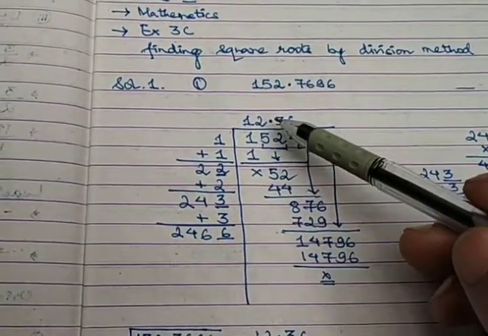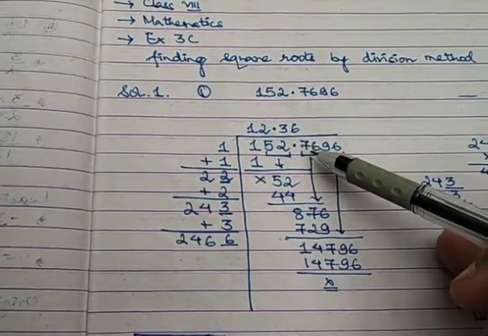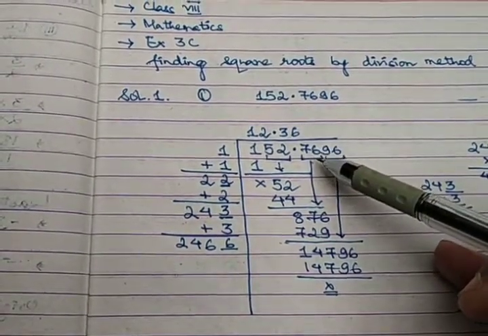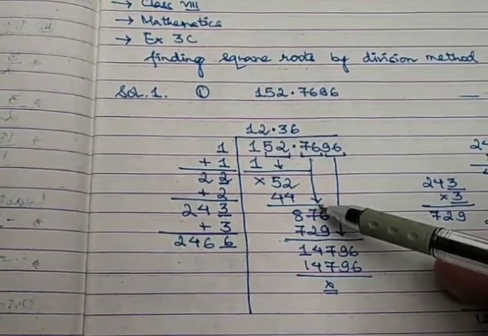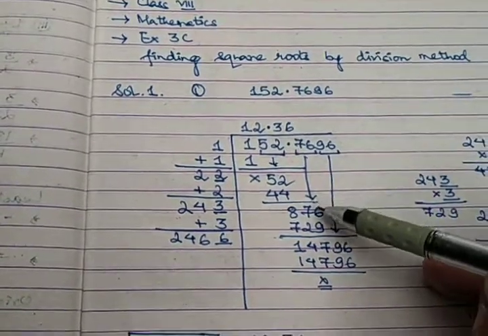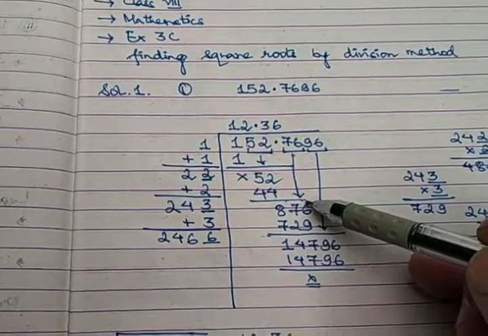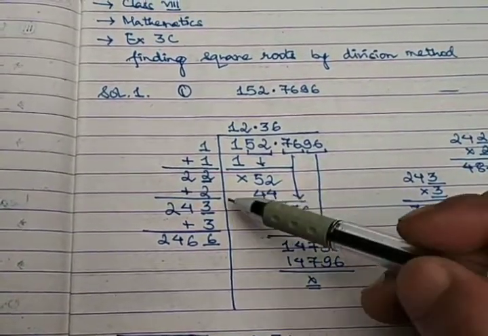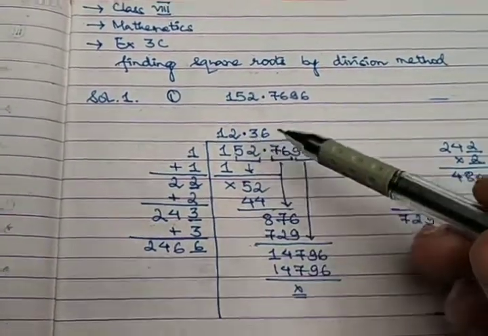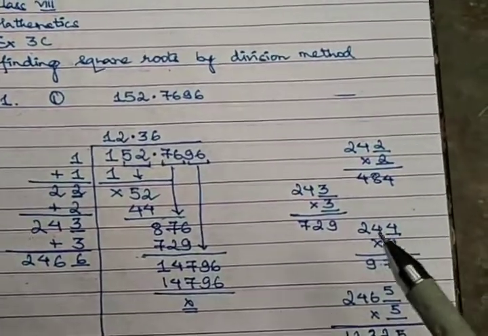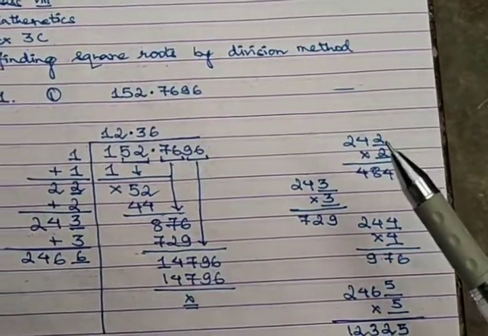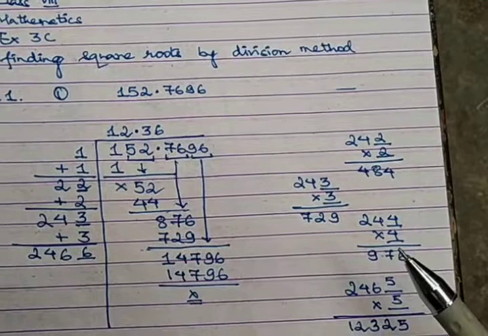As soon as we place the decimal here, the 2 digits after the decimal fall down. So now we have our number as 876. For 876 the closest number would be 3, because as you can see, I have tried with 2 as well as with 3 and with 4.